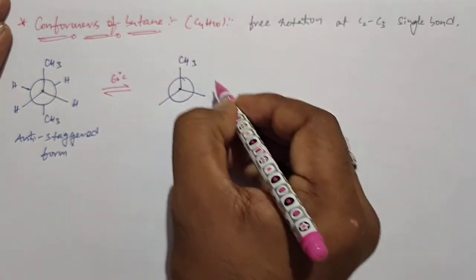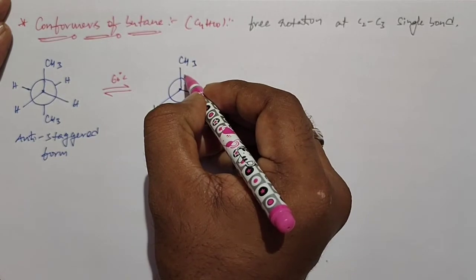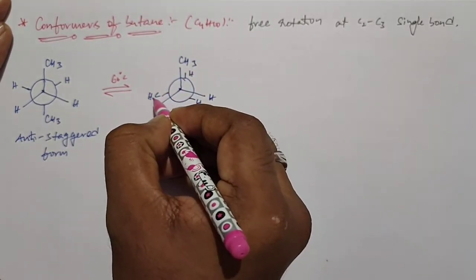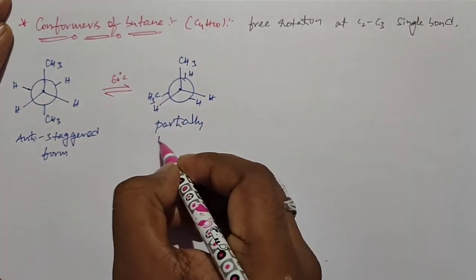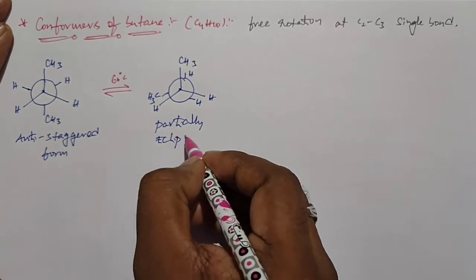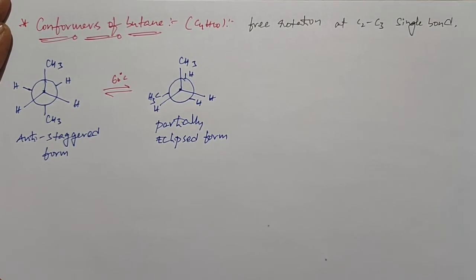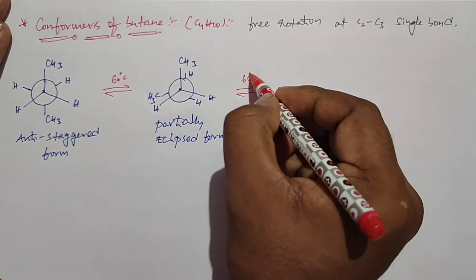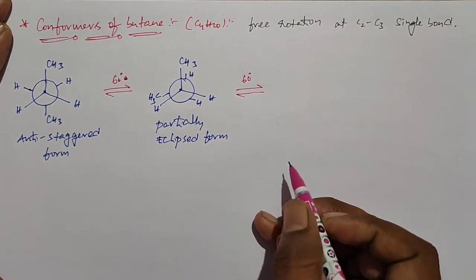So this is the front carbon. I keep the front carbon constant and rotate the second carbon, the back carbon. Then I get the structure like this. So this is the partially eclipsed form. Now again I rotate the carbon-carbon single bond by 60 degrees. Then I get the Gaussian staggered form.